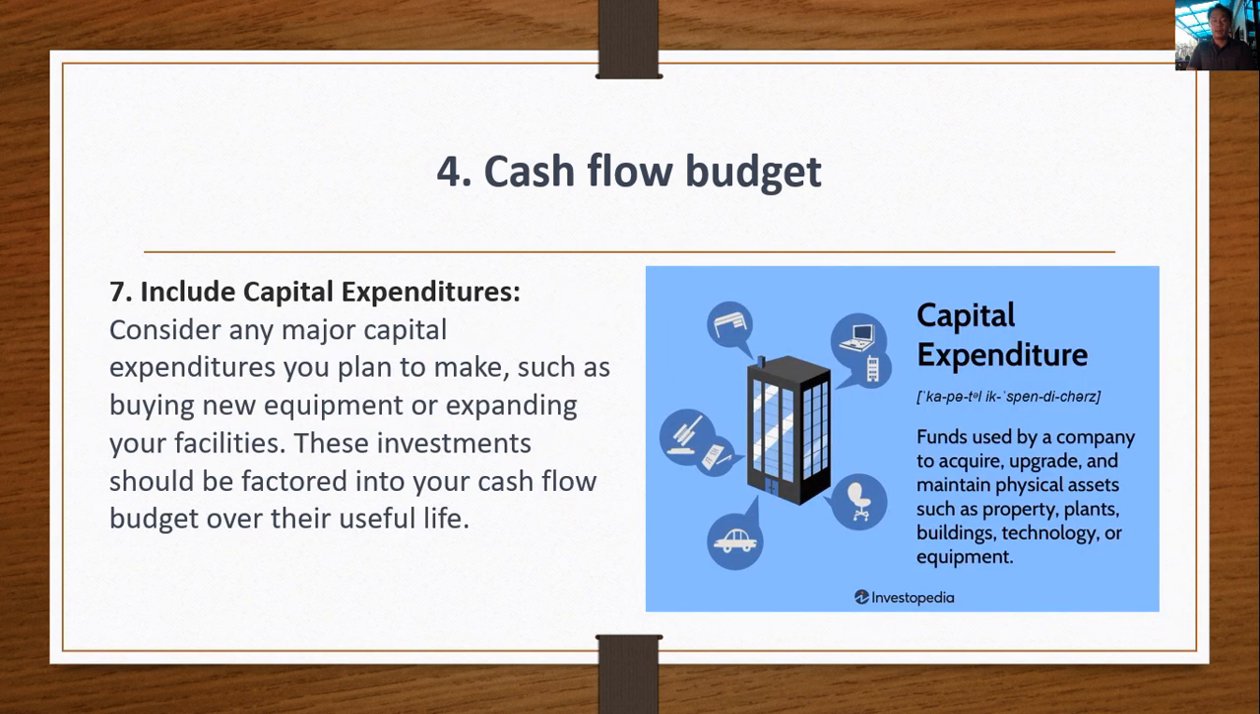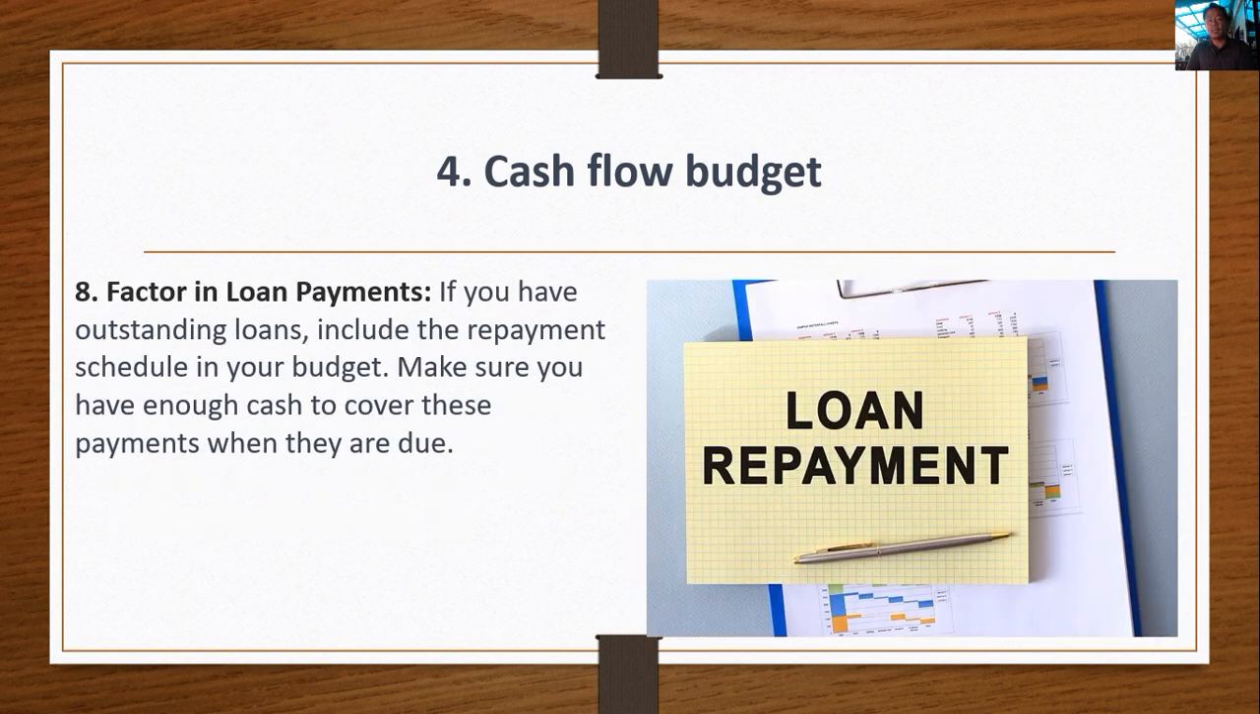Next, class, include capital expenditures in your cash flow budget. Consider any major capital expenditures you plan to make, such as buying new equipment or expanding your facilities. All of these are major expenses, and these investments should be factored in your cash flow budget over their useful life.